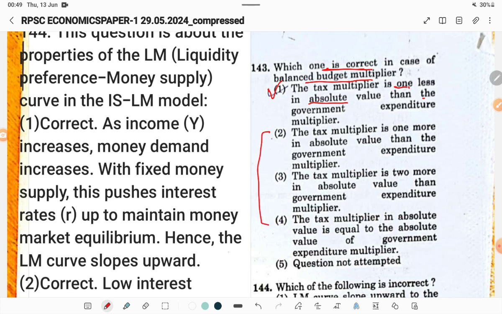So the second statement, the tax multiplier is 1 more in absolute value than the government expenditure multiplier. This statement is wrong because taxes reduce consumption, so their impact is smaller than direct government spending. And the third one, the tax multiplier is 2 more in absolute value than the government expenditure multiplier. This is also wrong, for the same reason as the second was wrong, and the difference is exactly 1, not 2.